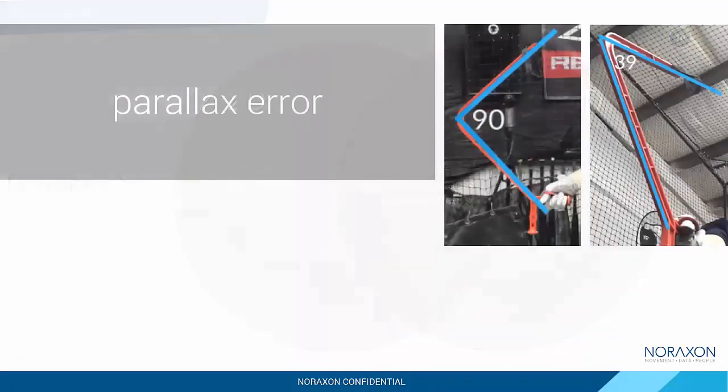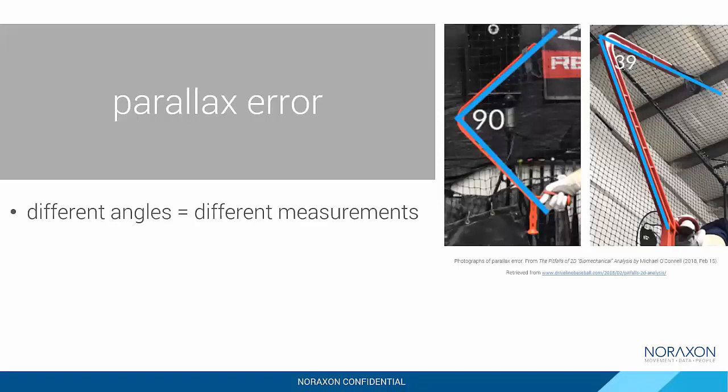So let's jump into one of the limitations that we had mentioned, which is parallax error. And so this is, again, showing that with different angles, we have different measurements. And you can see here in this great picture that I pulled from drivelinebaseball.com that we have a 90-degree angle shown with the camera facing directly perpendicular to the object. But if we just alter that angle of where the camera is viewing, it now shows a completely different measurement.